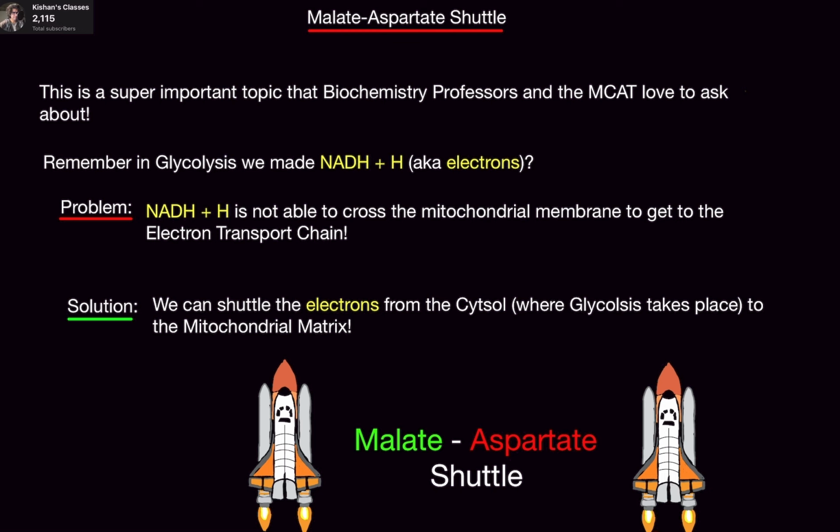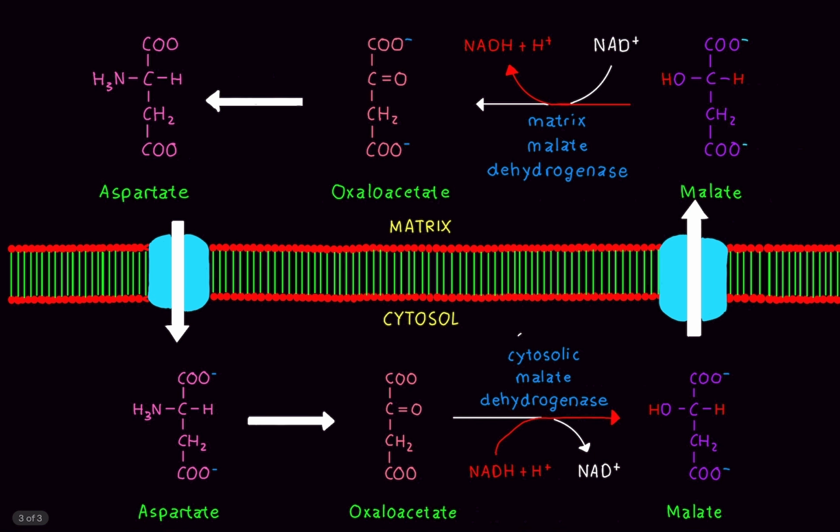Now, we need to get NADH+H into the inner membrane to make the deposit. But the problem is that NADH+H is not able to go through the mitochondrial membrane. It's not possible. Not with diffusion, nor with any channels or proteins. It's not possible. So that's why we use the Malate Aspartate Shuttle. Now, the Malate Aspartate Shuttle is basically a bridge or shuttle transportation system from the cytosol to the matrix.